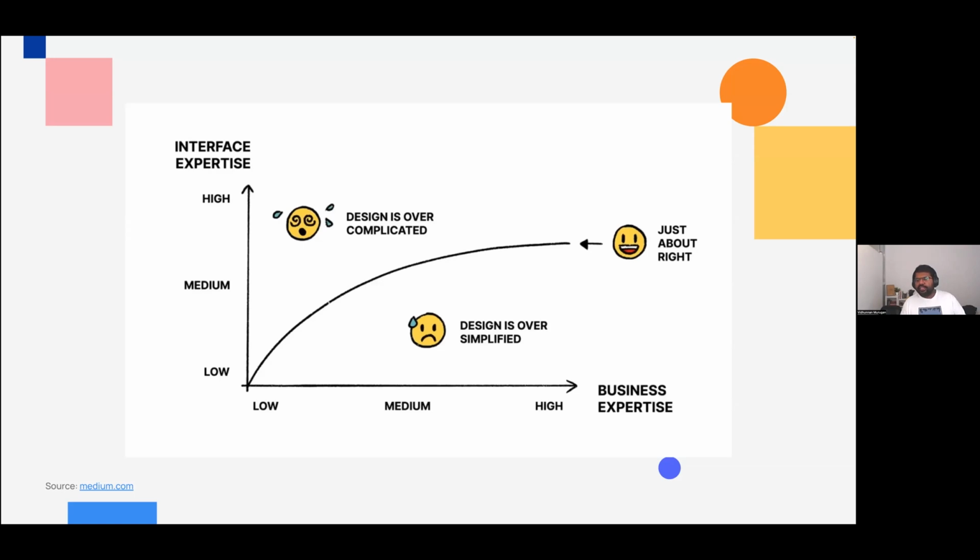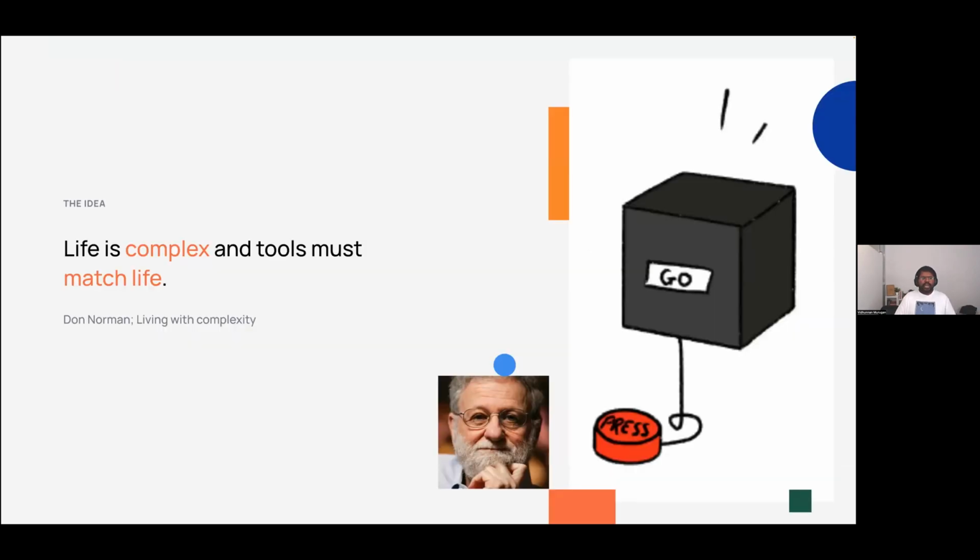Before I go into different steps or different users, I want to start with an idea of how the simplicity, or the business and interface levels, match. That's a quote from Don Norman saying that life is complex and tools must match life. So what does it mean? It means people progress in life, and you can start introducing a lot of advanced features, because once they have business expertise, they learn a lot of things which help them do the actions faster if we give the options upfront.